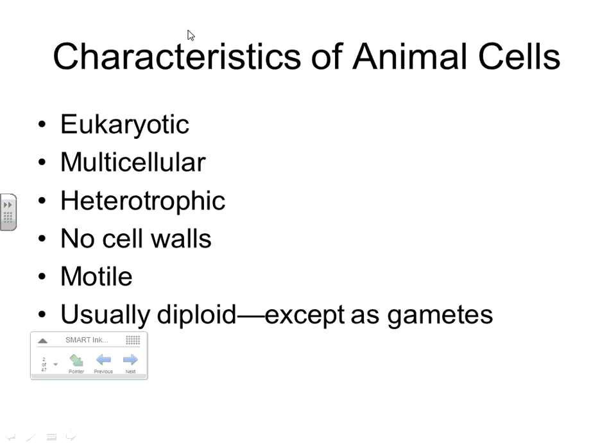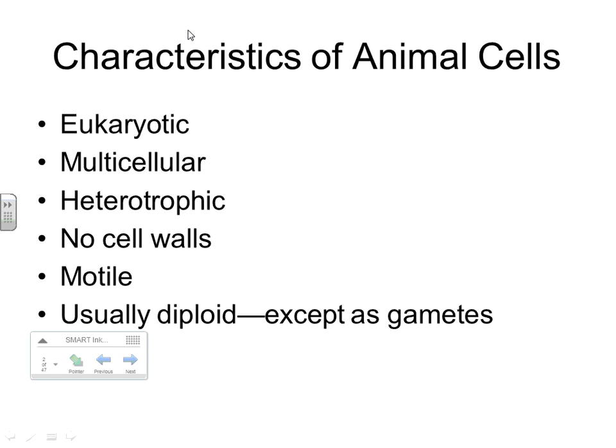All right, so we started talking about this animal PowerPoint a long time ago. Going to continue along. In general, these characteristics that you see up here on the screen are the characteristics of animal cells. All animal cells are eukaryotic. They have a membrane-bound nucleus and membrane-enclosed organelles. All of them do. All animals are multicellular.